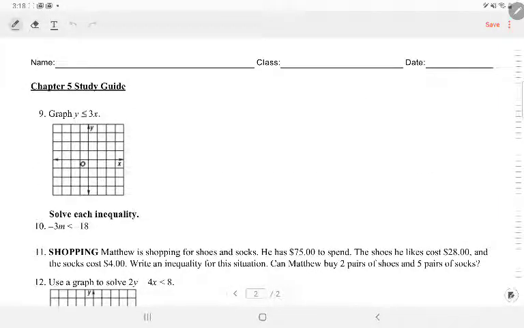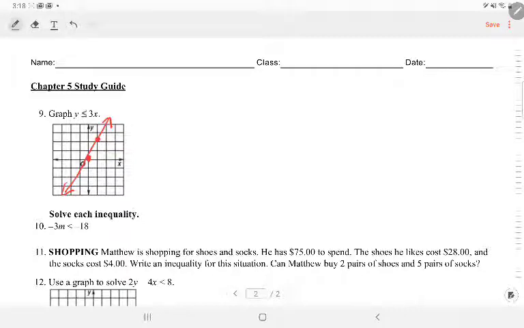Number 9. So looking at number 9, we are to graph y is less than or equal to 3x. So I could take a look at this, and the first thing I know is there is no y-intercept. So that means we're going through the origin, right there. I know my slope is 3, so I'm going to go up 3 over 1 and put my point. I know this is less than or equal to, so it's a solid line like this.